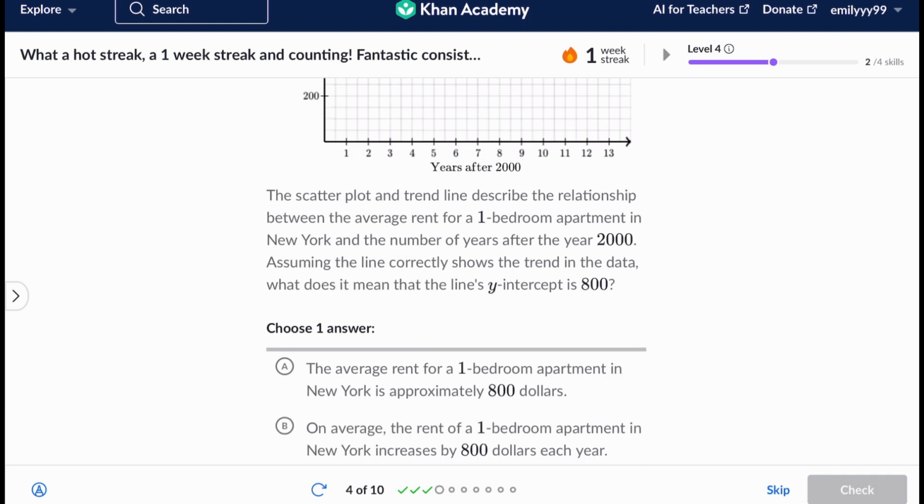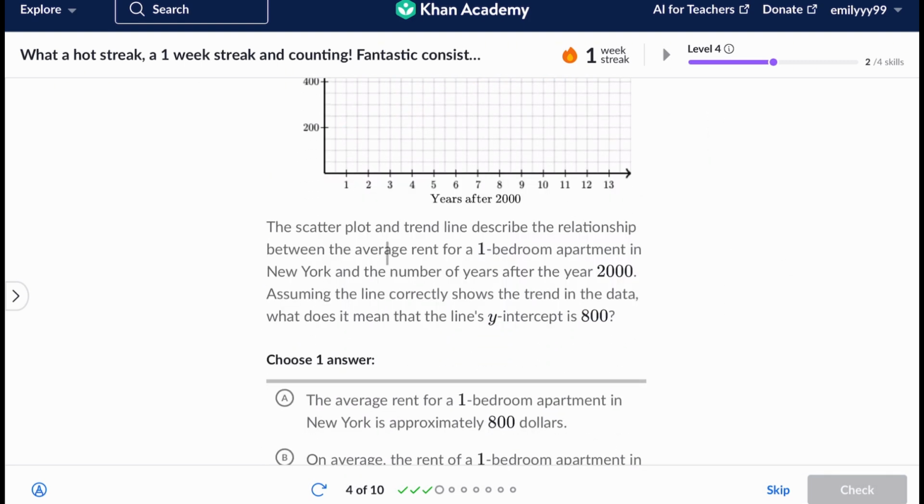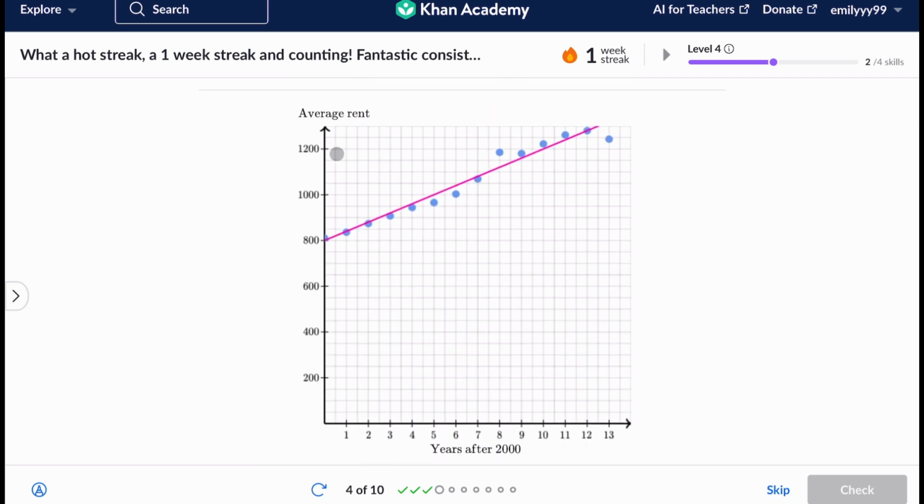Nice. Okay, so we have a scatter plot here. The scatter plot and trend line describes the relationship between the average rent for a 1-bedroom apartment in New York and the number of years after the year 2000. Assuming the line correctly shows the trend in data, what does it mean that the line's y-intercept is 800?